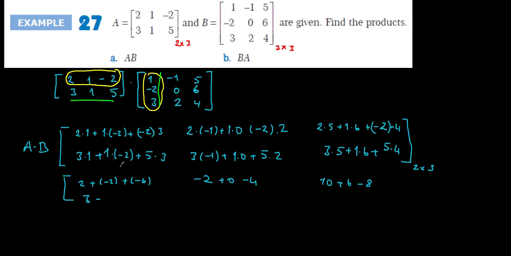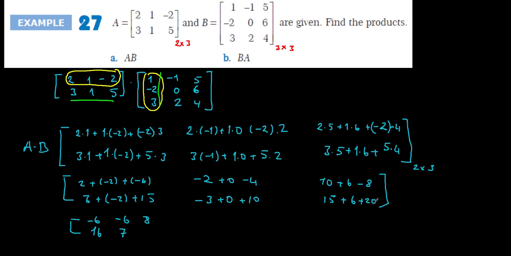3 plus, I forgot the plus sign here, 3 plus minus 2 plus 10, 15, and this is minus 3 plus 0 plus 10, and this is 15 plus 6 plus 20 it should be. So this is the last part of the matrix. 2 minus 2, 0, minus 6, and minus 4, 0 plus minus 6 again, 10 plus 6, 16, minus 8, it's equal to 8, 3 minus 2, 1, plus 15 is equal to 16, minus 3 plus 0 plus 10, it is 7, and 15 plus 6, 21, plus 20, it is equal to 41. So this is A times B matrix.